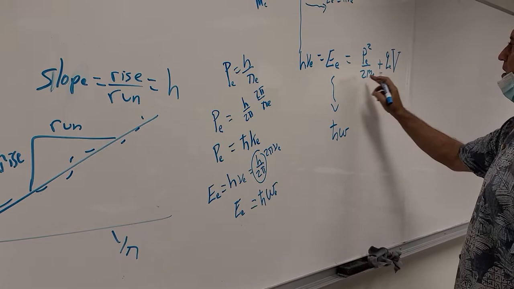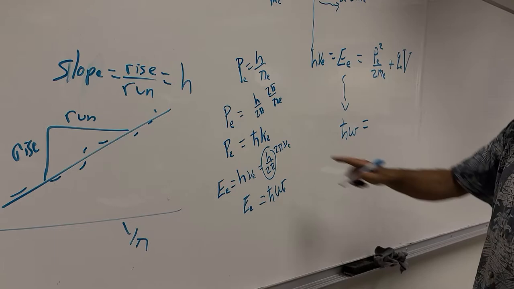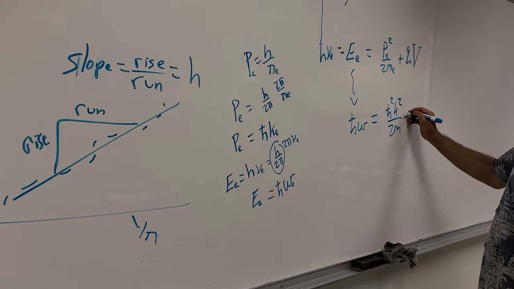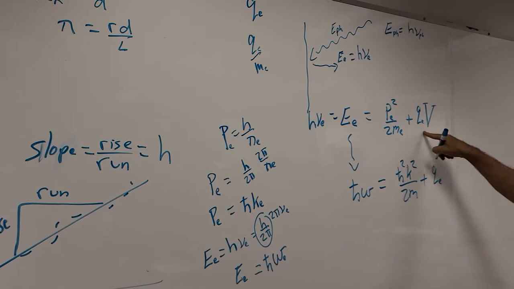I'm going to suppress the subscript e because it's obvious we're talking about electrons. This thing right here then, p is h bar k, so I write it h bar squared k squared over 2m plus this potential energy term. So energy is kinetic energy plus potential energy. This is a beautiful form.